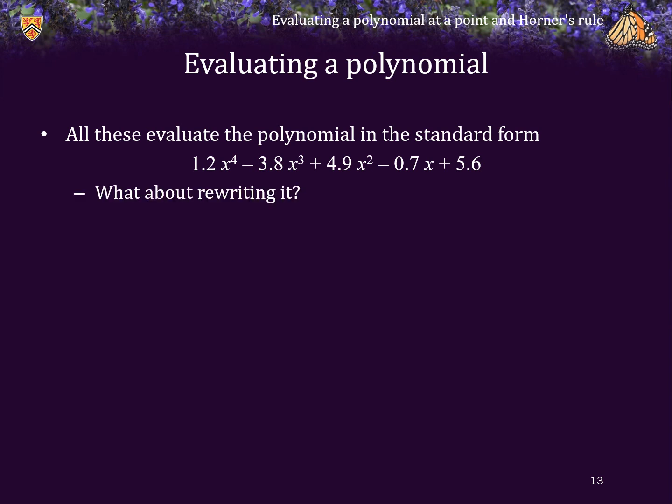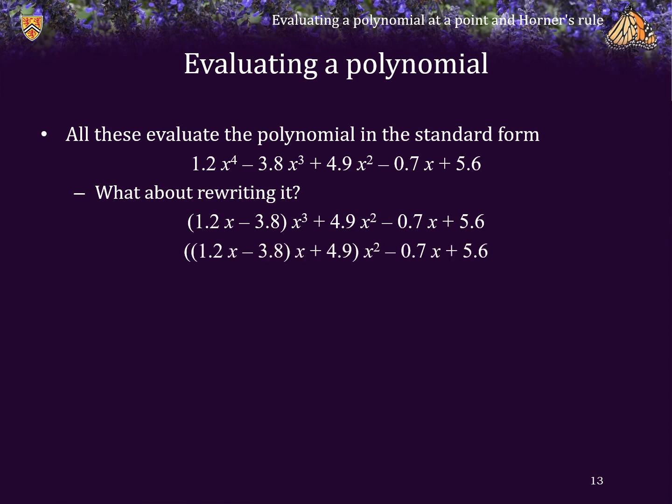Let's rewrite that polynomial. So, for example, let's take a look at x to the fourth and x to the third. Well, between those two, I could factor out an x to the third, and so now I'm calculating 1.2 times x minus 3.8 and multiplying that entire result by x cubed. Well, having factored out an x cubed from that, let's take the term with x cubed and x squared and factor out an x squared.